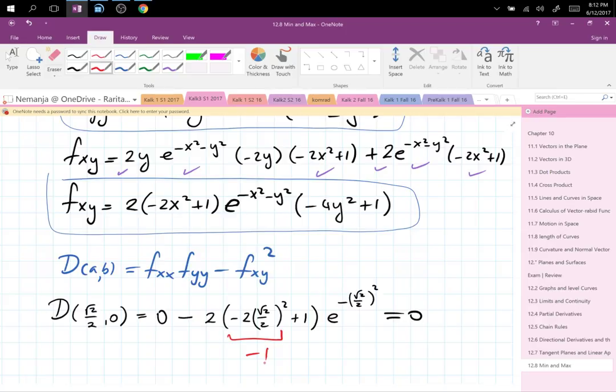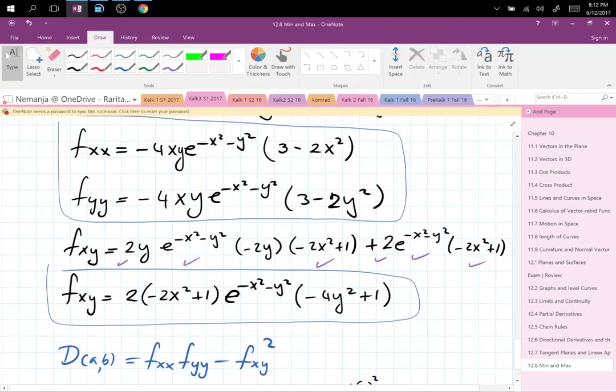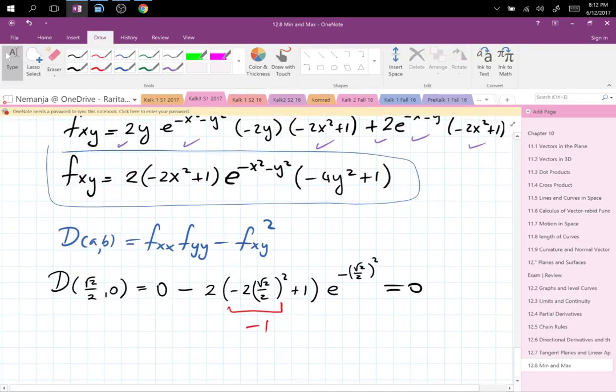Plug in root 2 over 2 comma 0 into fxx and fyy, and you get 0, because there is a y multiplying everything. If this y is 0 and multiplies everything else, it kills it. The one above has it as well. So because one of those was 0, everything went 0. It looked like it was going to survive in the second one, but unfortunately over here it didn't. Negative 1 plus 1 is 0 times everything else, again 0.